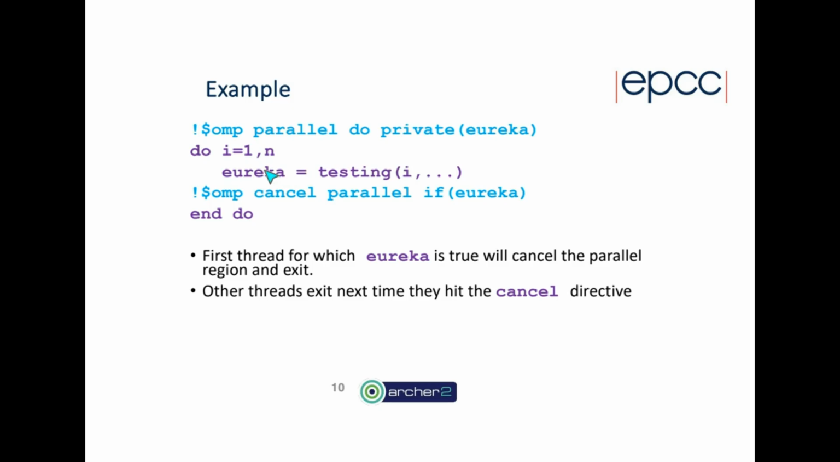The first iteration where Eureka is true, that signal will be raised, and because the cancel construct itself acts as a cancellation point, other threads, as soon as they've finished this function call, regardless of what value they returned, will check to see whether the signal's been raised, and if it has, they will skip to the end of the parallel region. This kind of pattern is possible to implement without these constructs, but it's kind of messy. So this gives you quite a nice, neat way of implementing this sort of pattern.